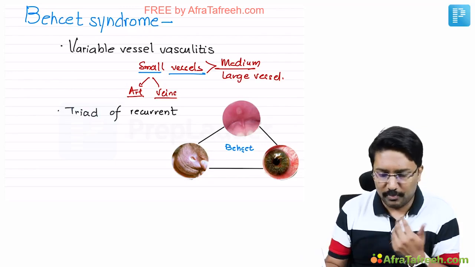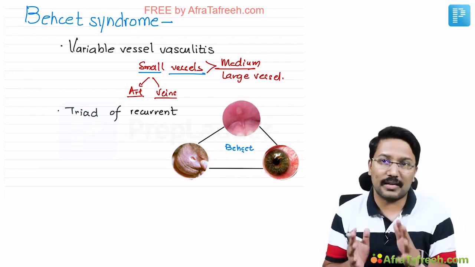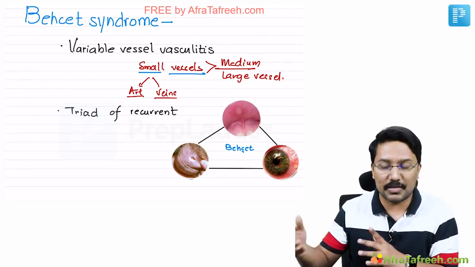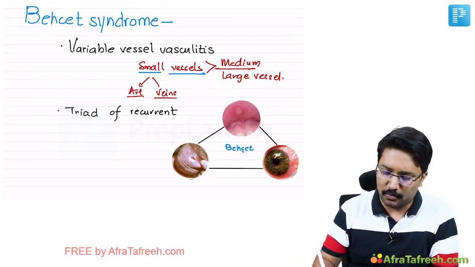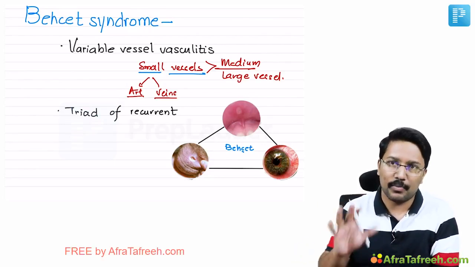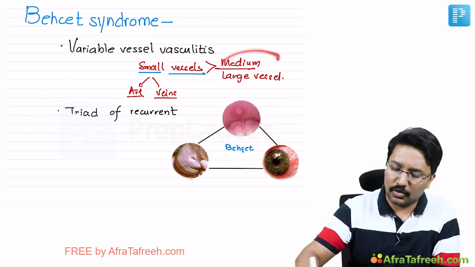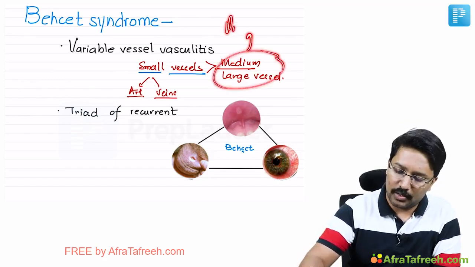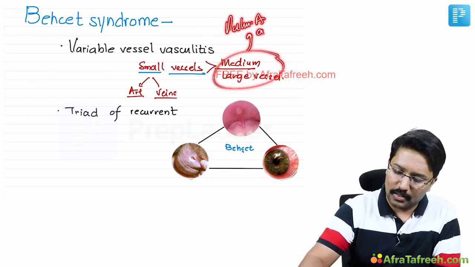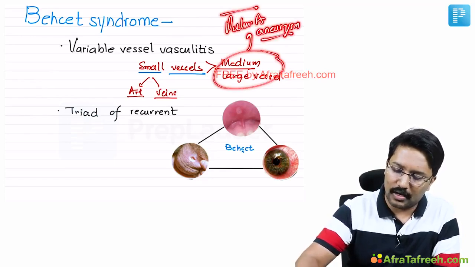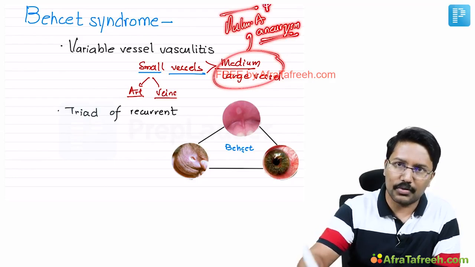One important MCQ that can be asked from this topic is: what are the manifestations where there is medium or large vessel involvement? When it comes to arterial, medium or large vessel involvement, the most common manifestation is pulmonary artery aneurysm. This is a very important potential MCQ point, so I want you to remember this.